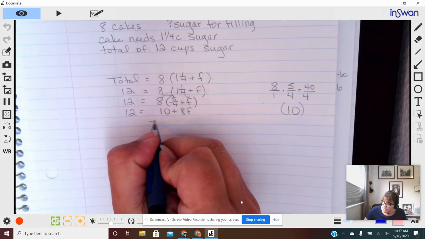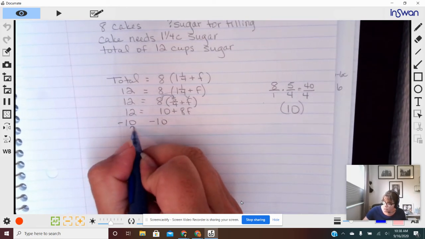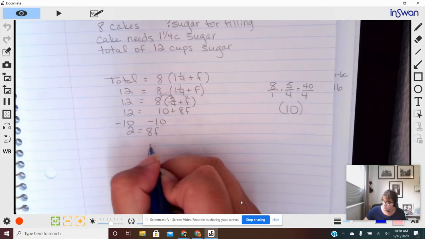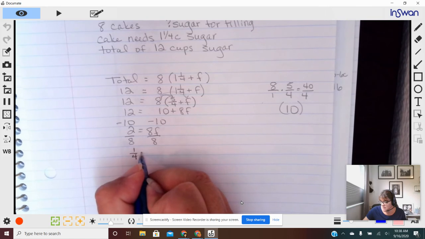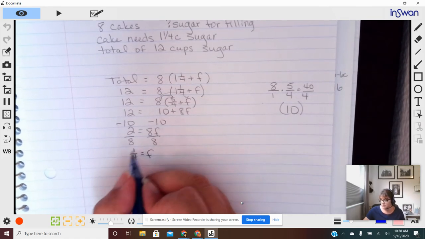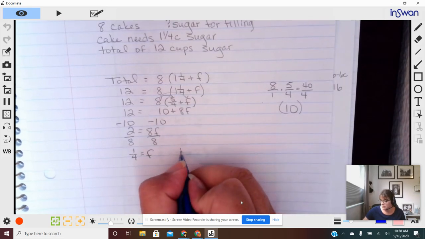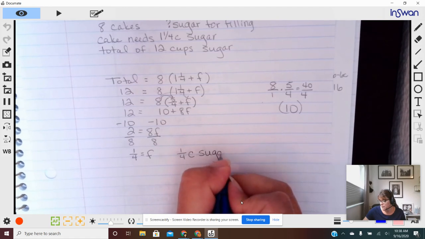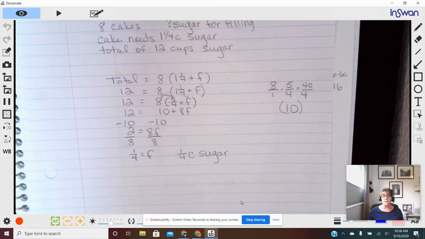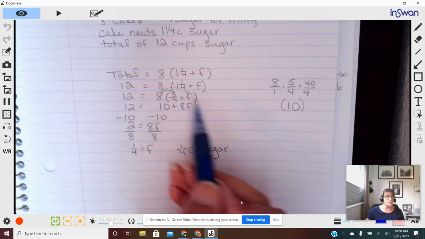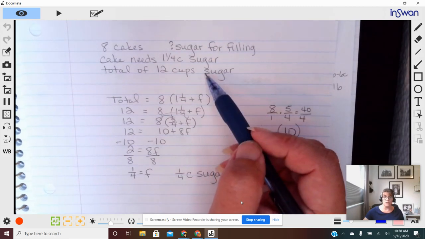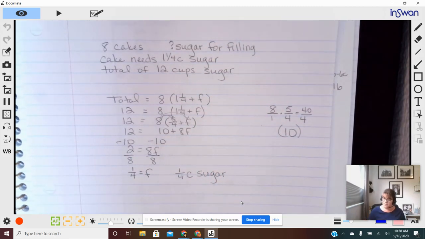Now we can start to isolate the variable. 2 is equal to 8F. 8 times F, the inverse operation. So this says that each batch of filling is going to take 1/4 cup of sugar. If it's a fruit filling or something that's already sweet, that's all the sugar it's going to need. Notice how distributive property helped in that situation and how it came out of the story itself. This particular problem is also on pages 52 and 53 of your textbook if you wanted to look at it again.